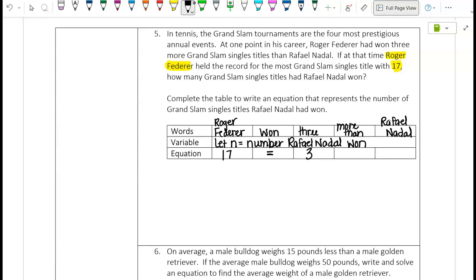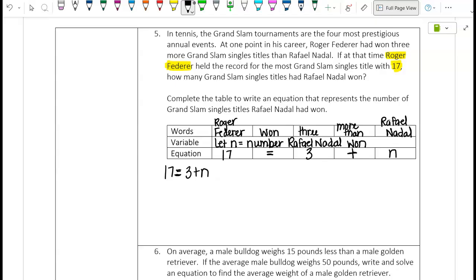What math does more than tell me to use? Addition, more than, so I'm going to be adding on to. And we said we're going to let n equal Rafael Nadal's wins. So the equation we just wrote is 17 equals 3 plus n. Could I have written it as 17 equals n plus 3? Yeah, addition can be done in any order, so reversing the n and the 3 here would not change the meaning of it.